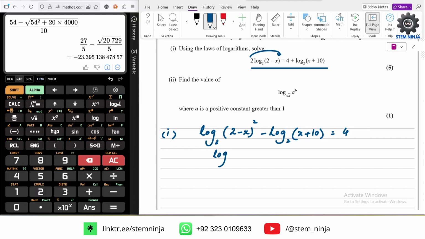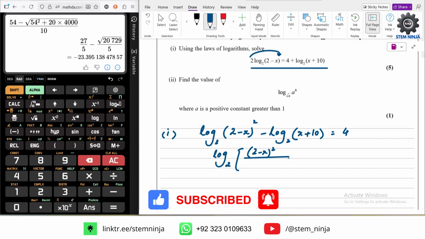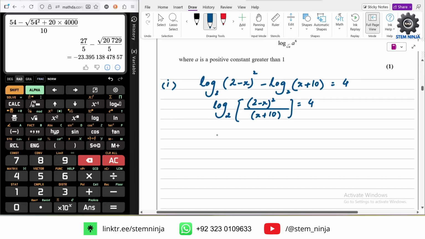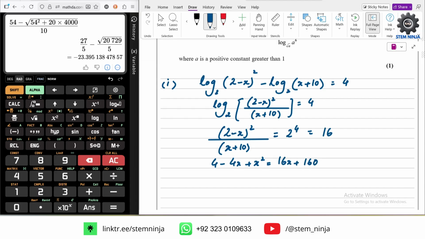This can be rewritten as log base 2 of (2 minus x) whole squared divided by (x plus 10) equals 4. Now since this is base 2, we can write (2 minus x) whole squared divided by (x plus 10) equals 2 raised to power 4, which is 16. So (2 minus x) whole squared, which is 4 minus 4x plus x squared, equals 16x plus 160.